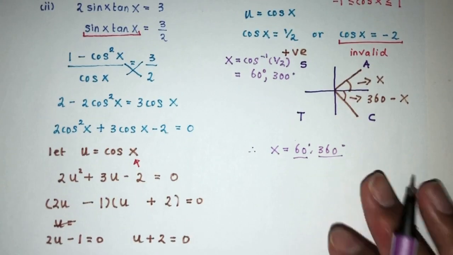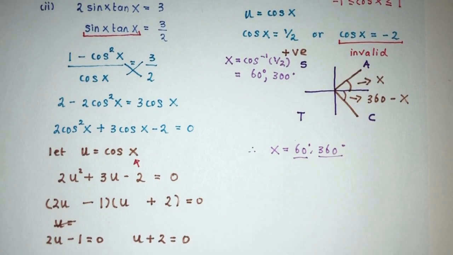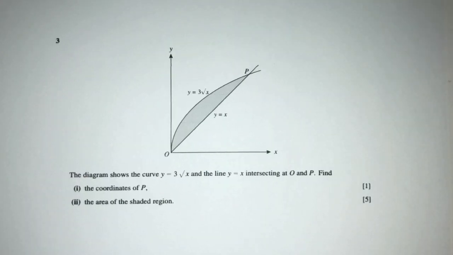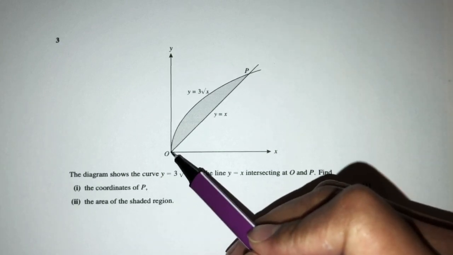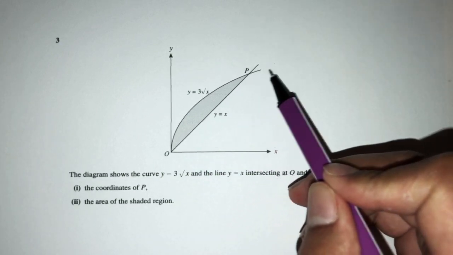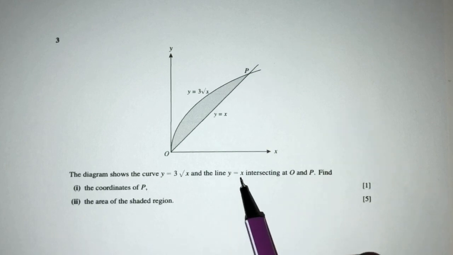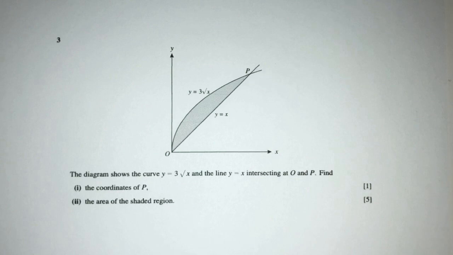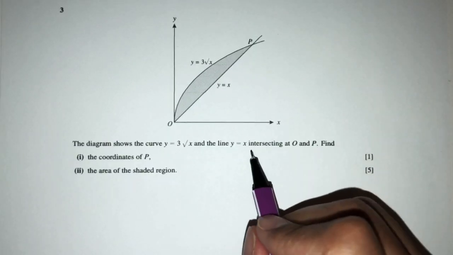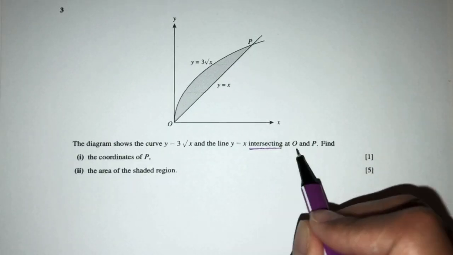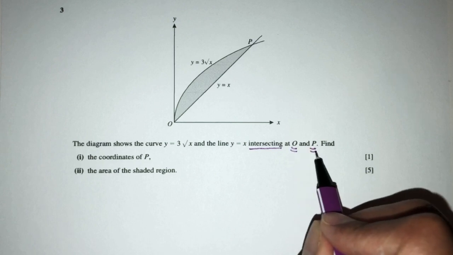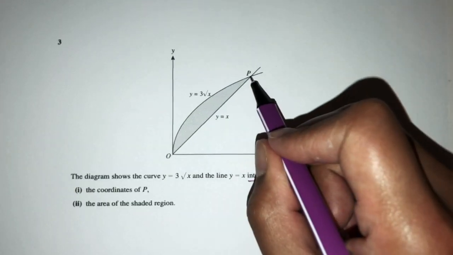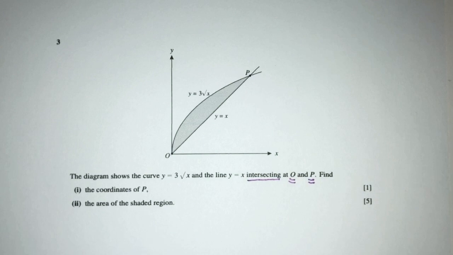Okay, this is part 2 of the question for a trigonometry question. The diagram shows the curve y equal to 3 root x. So this is the curve 3 root x, as you can see here, and the line y equal to x. This is the line y equal to x. Now we have the intersect, so they meet at the point O and the point P. So O and P, these are the 2 points of intersection.